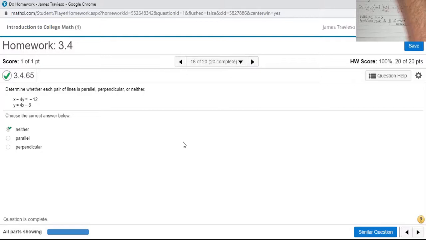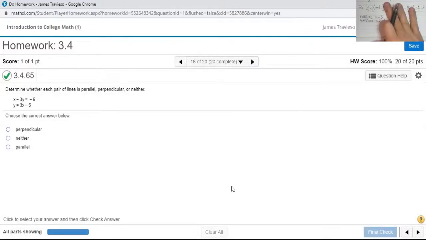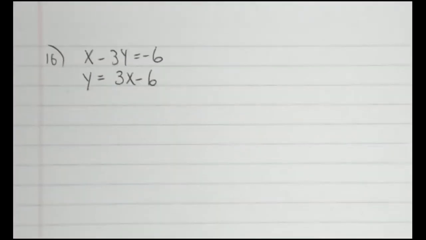All right, and this is a good example. Let's get a similar question. We have two different lines, and if you notice, they're in different forms. The first one, x minus 3y equals -6, is in standard form. The second one, y equals 3x minus 6, is in slope-intercept form. So we have two different ways to find the slopes on these.